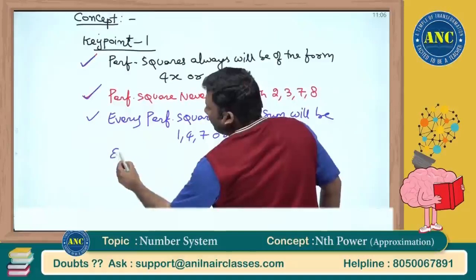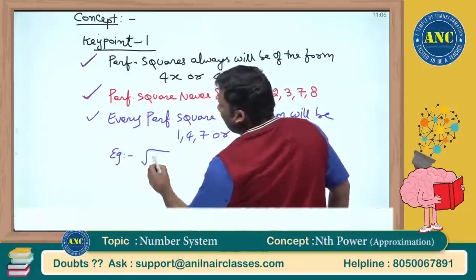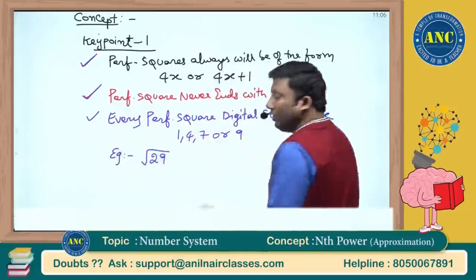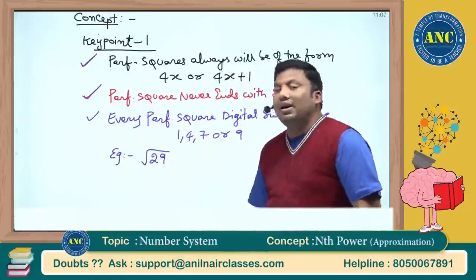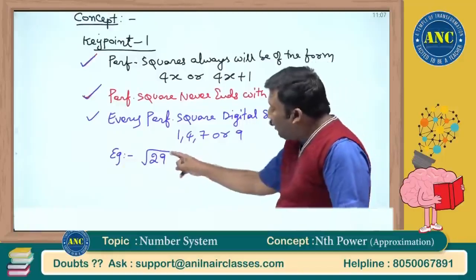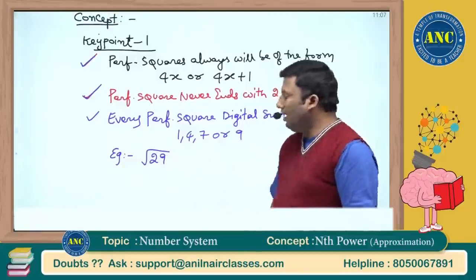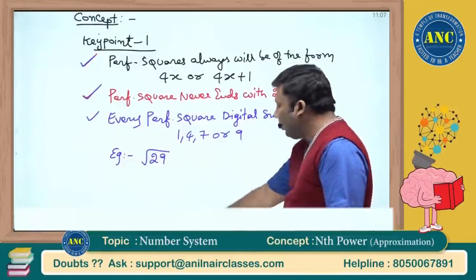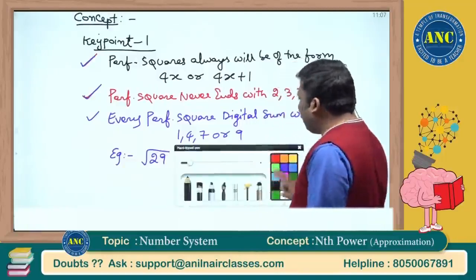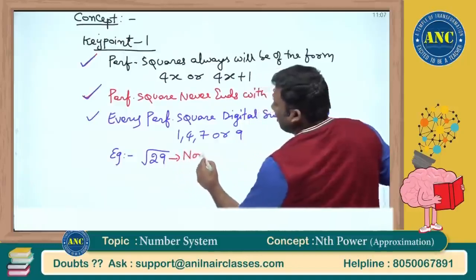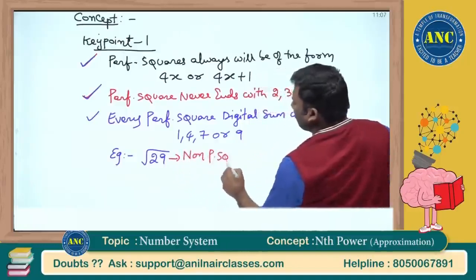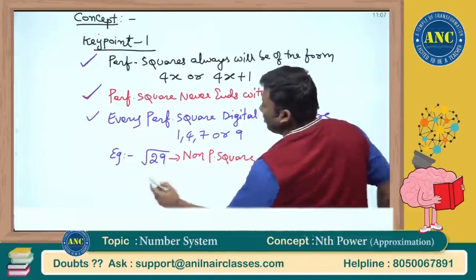For example, root of 29. 9 plus 2 is 11. 11 is 1 plus 1, which is 2. Every perfect square's digital sum should be 1, 4, 7 or 9. So it is a non-perfect square.